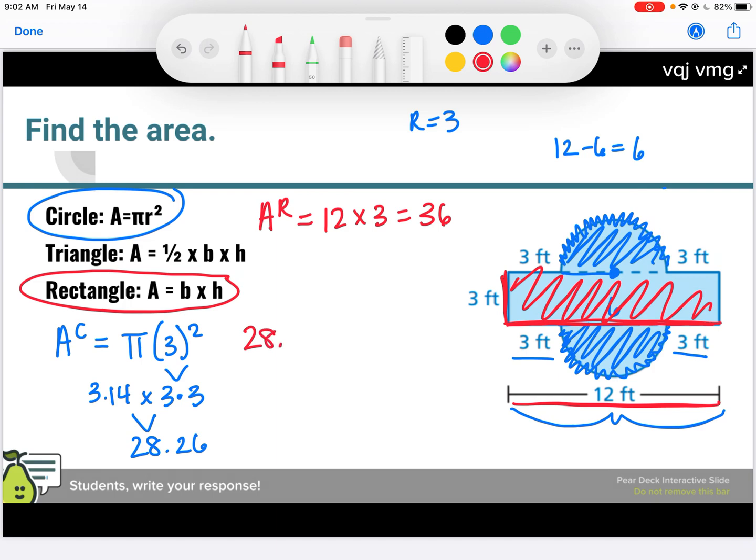So our last step would just be to add those two areas together. 28.26 plus 36, so we do the math. And what we get is 64.26, and that would be feet squared. All right, hope that helped you.